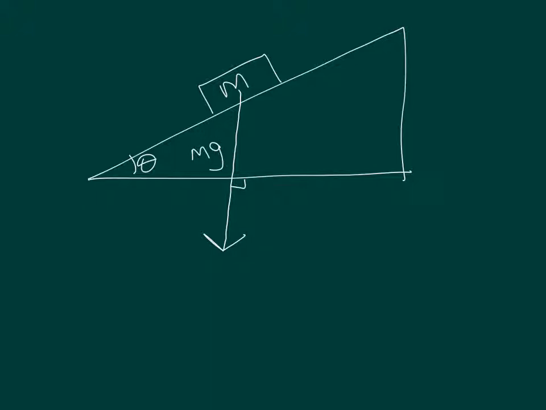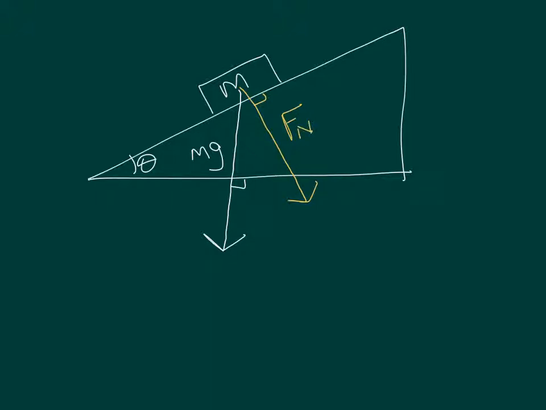Usually we write it as mg. Maybe you could write w, you could write Fw, whatever you want to use for weight, but you end up doing mass times gravity for weight. The other component is into the ramp, and that's 90 degrees to the ramp, and that's called the normal force, maybe Fn or just N.